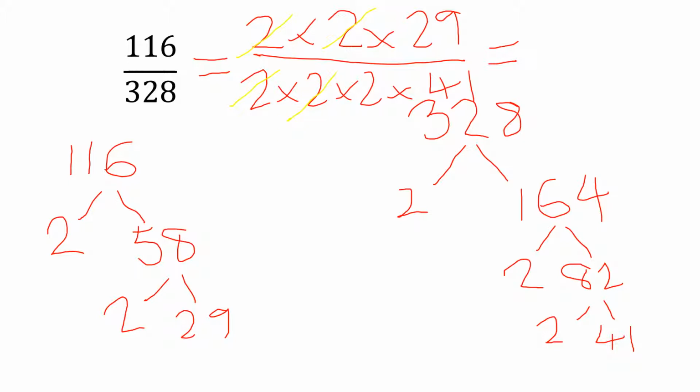Cool, so now we're left with 29 on top. And on the bottom, we've got 2 lots of 41. Now, if I refer back to my factor tree, I can see that 2 lots of 41 is 82. And I can write it straight down.